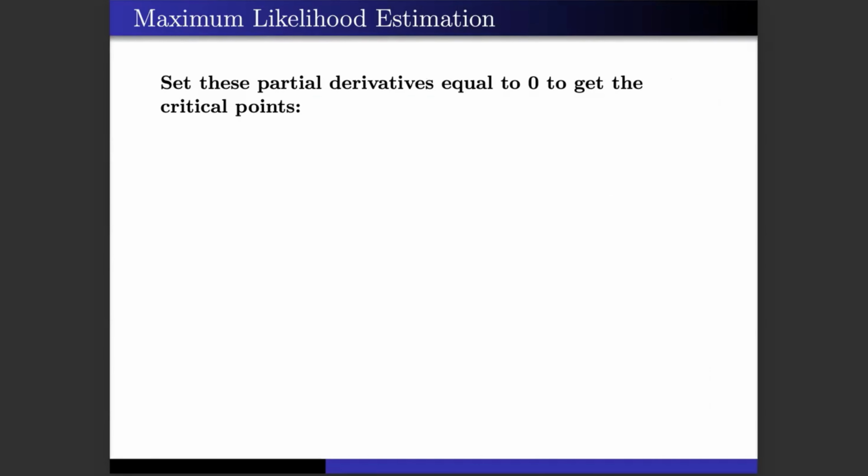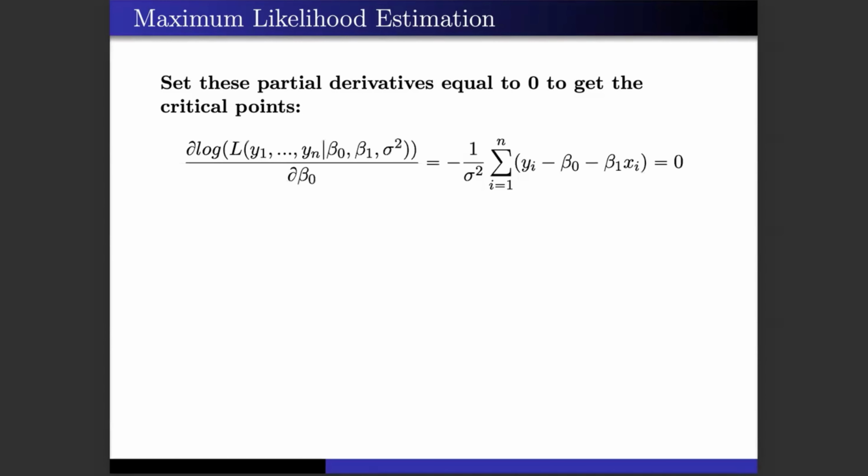The next thing would be to set these partial derivatives with respect to each parameter equal to 0, because that would give us the critical points, and those critical points would serve as estimates of the parameters. So we set the derivative of the log likelihood function with respect to beta naught equal to 0. And we get summation yi minus beta naught minus beta 1 xi is equal to 0.